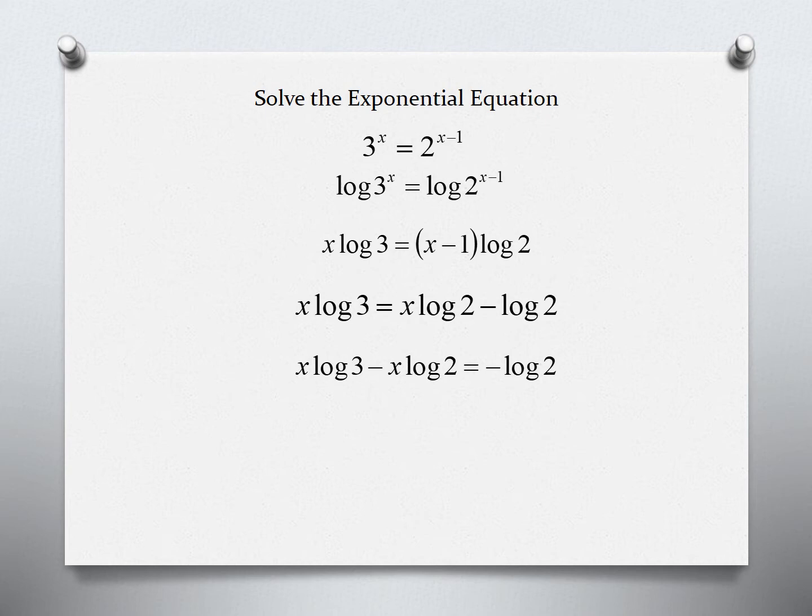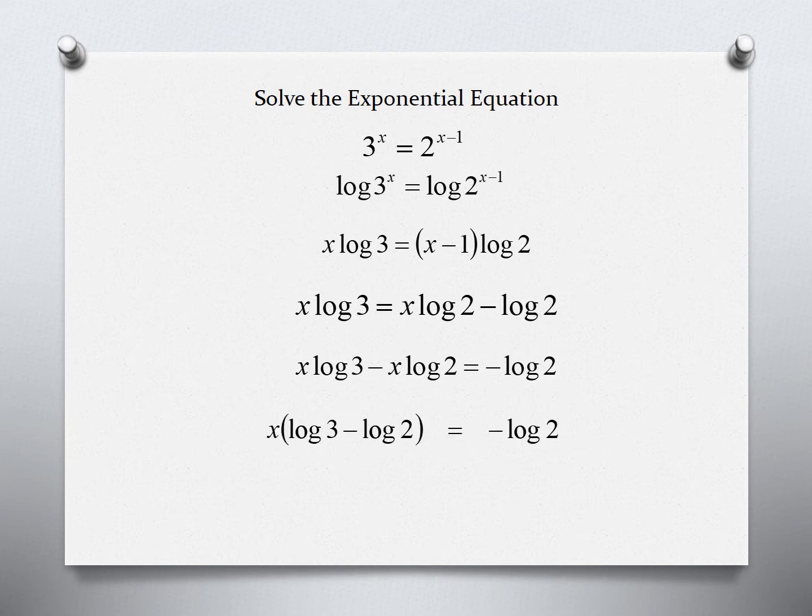So those x terms need to get together, and now I have x times a log of 3 minus x times a log of 2 because I've moved that term, x times a log of 2, to the left. Why did I move it to the left side of the equation? Because I need the x terms to be together. Now I'm just left with negative log of 2 on the right side. I'm always respectful of my signs.